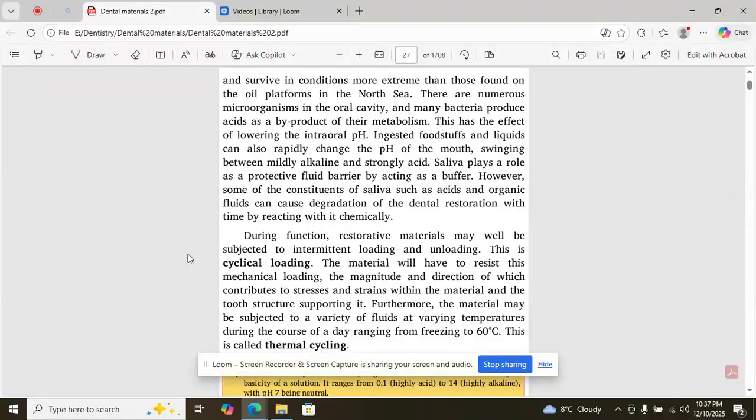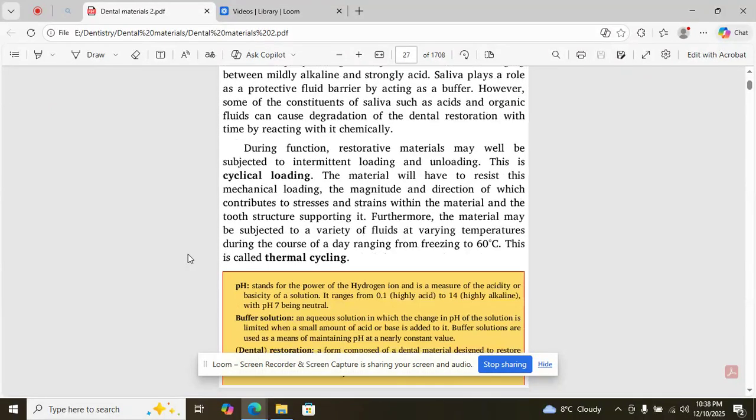The magnitude and direction of which contributes to stresses and strains within the material and the tooth structure supporting it. Furthermore, the material may be subjected to a variety of fluids at varying temperatures during the course of a day, ranging from freezing to 60 degrees centigrade. This is called thermal cycling.